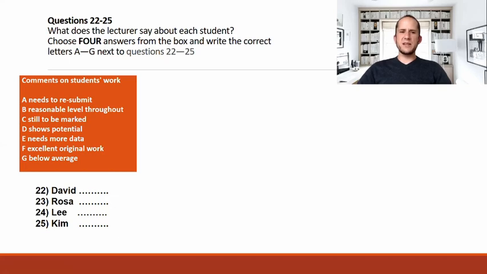Shows potential means it looks like it could be good. Obviously not that great yet. Needs more data means that there isn't sufficient information. I'm not sure how you could rephrase data off the top of my mind. Finally, we've got excellent original work. So we've really got something that's of a top level that hasn't been plagiarized in any way. And G, below average means it's not quite good enough.